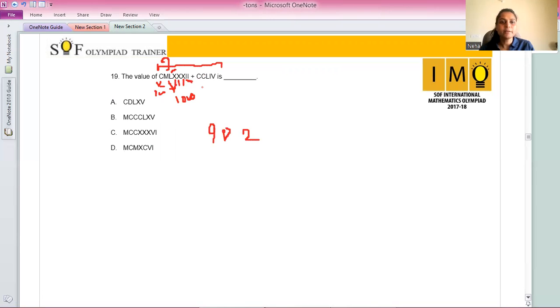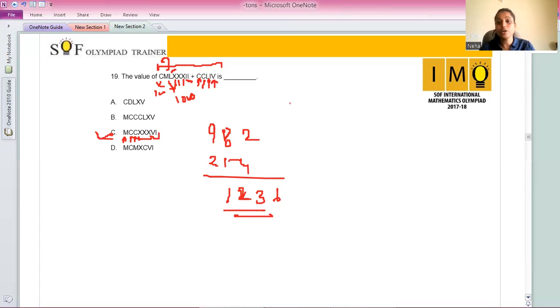Similarly, 100 plus 100 is 200, 205, 250, and then 4 more makes 254. This is 254. So what is the addition of these two numbers? The sum of these two numbers is 1236. In these options, option C is your correct answer. Why? Because this is 1000, this is 1100, 1200, then 1230, and then 1236. Option C is your correct answer.